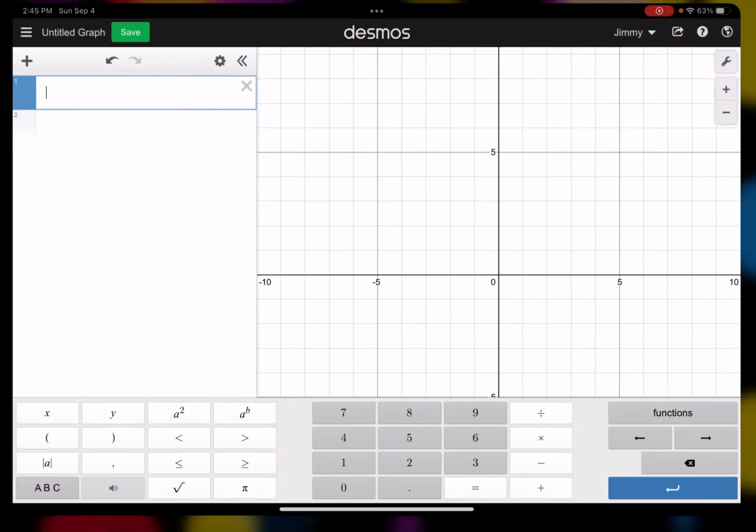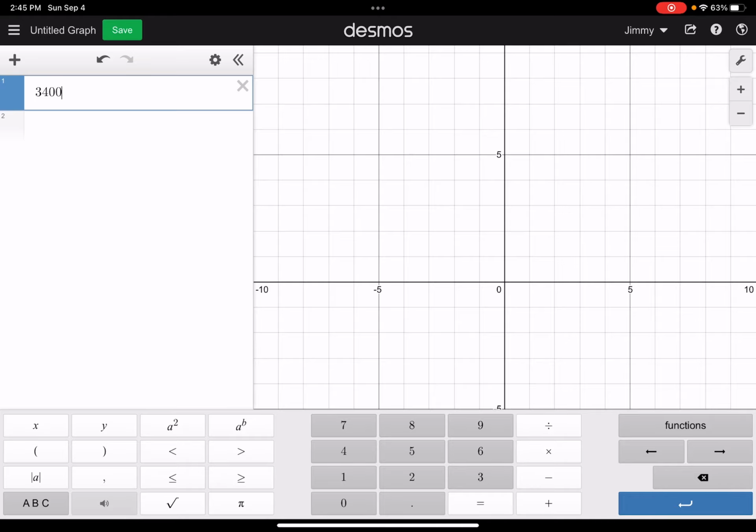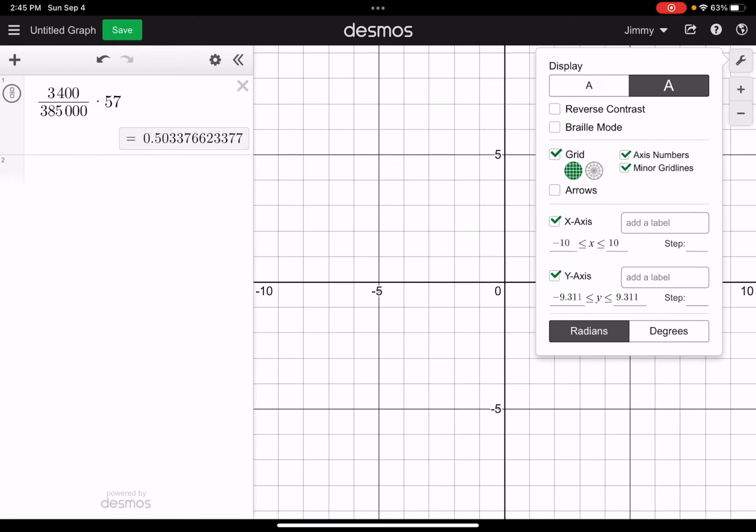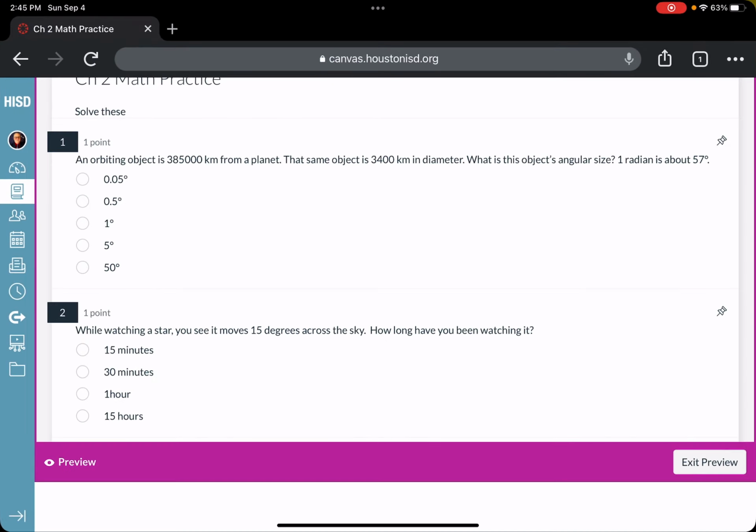to Desmos here, and we'll do 3,400 divided by 385,000, but that's in radians. And in order to get an answer in degrees, which all the answers were in degrees, I need to multiply by 57 degrees per radian. And when you do that, you get 0.5. So it's about half a degree. So that's how you calculate that.